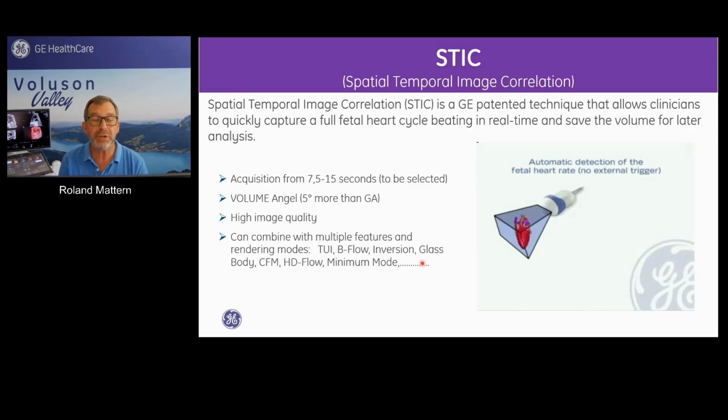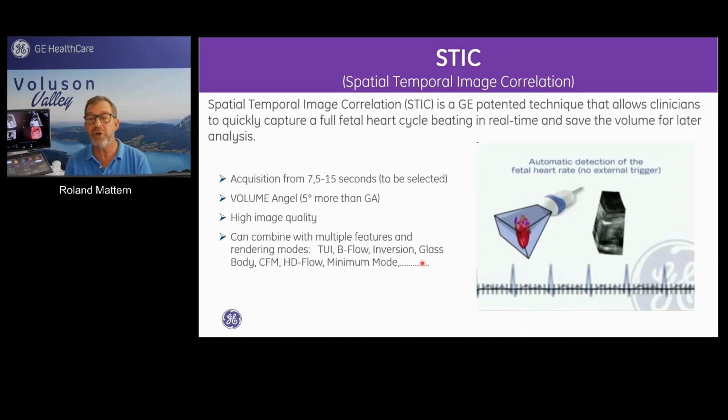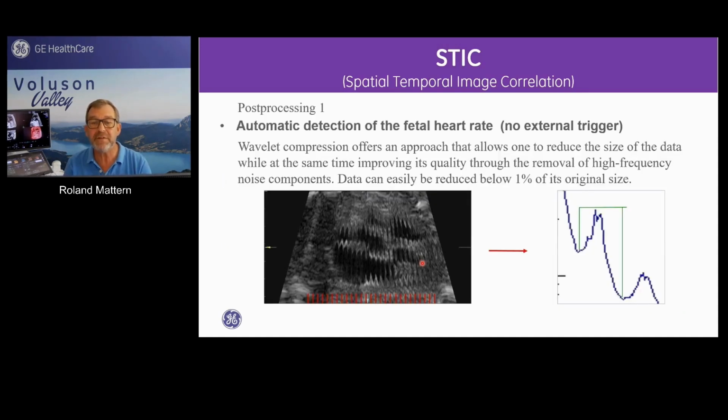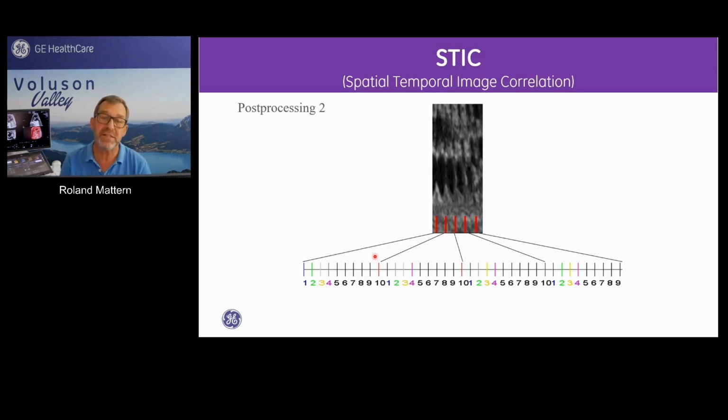So what are the different steps now to acquire volume? You can see it already in this video. So the heart is beating, you acquire volume, and after that you have an information which looks similar to an M mode, which are the different heart cycles. Now the system starts to evaluate the fetal heart rate, and there is a special compression now, the so-called wavelet compression, which can reduce the data size but increase, let's say, the quality.